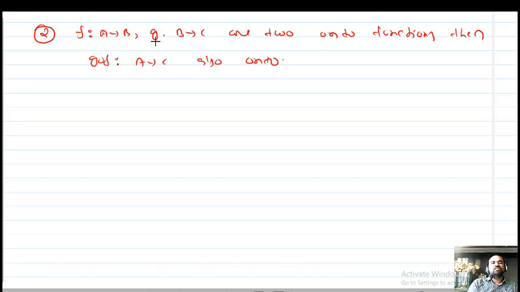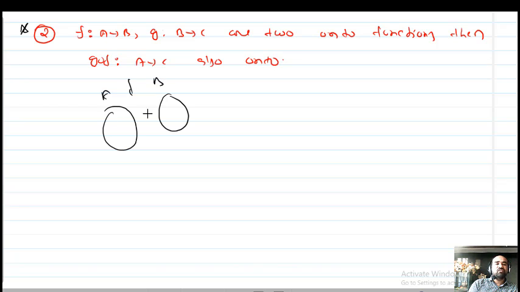Okay, second theorem. If f is onto and g is onto, then g circle f from A to C is also onto. Another difficult and important theorem. First of all, you people know how to prove a function is onto.